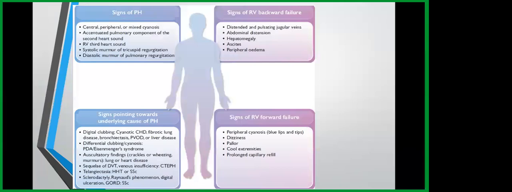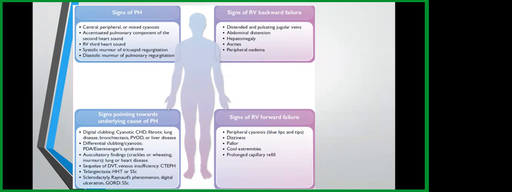Okay, so these are some of the signs that we've talked about. They may have an accentuated pulmonary component of the second sound, that's loud P2, audible heart sounds, that's S3. They may have a systolic murmur of tricuspid regurgitation. They may have a diastolic murmur of pulmonary regurgitation. Of course, JVP, signs of RV backward failure, the blood tends to pull back, enters the JVP, enters the liver, ascites, peripheral edema.